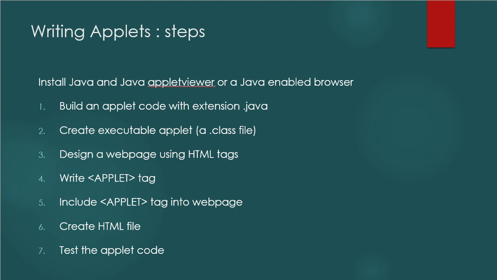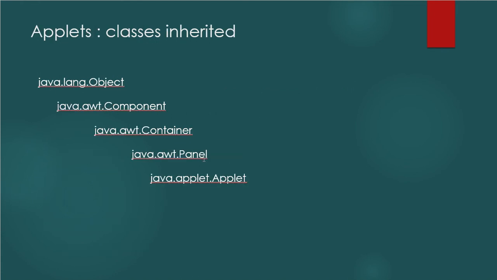This is the 7 steps in writing applets. Okay, so the applet class is inheriting from all these classes. The applet class is inheriting from the object class, which is in turn inherited by the component class, which is in turn inherited by the container class, and panel is a subclass of the container class. Applet is inheriting from the panel class. So this is how the hierarchy of inheritance comes in for an applet class.